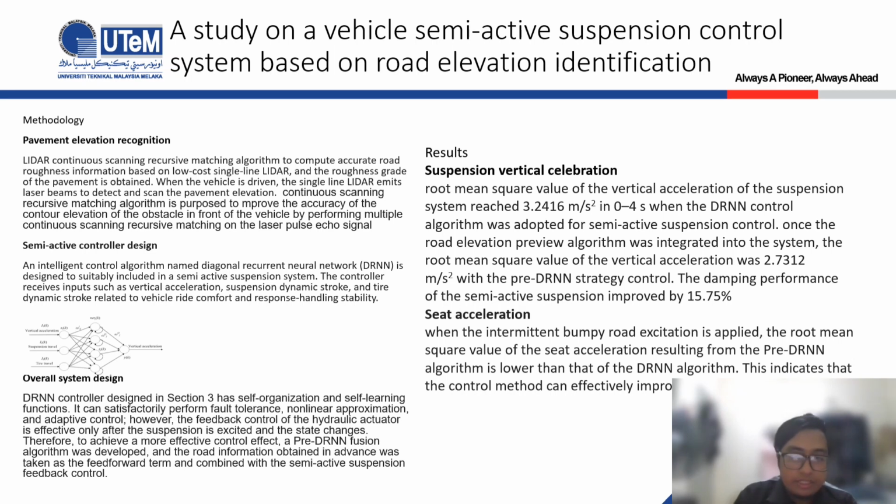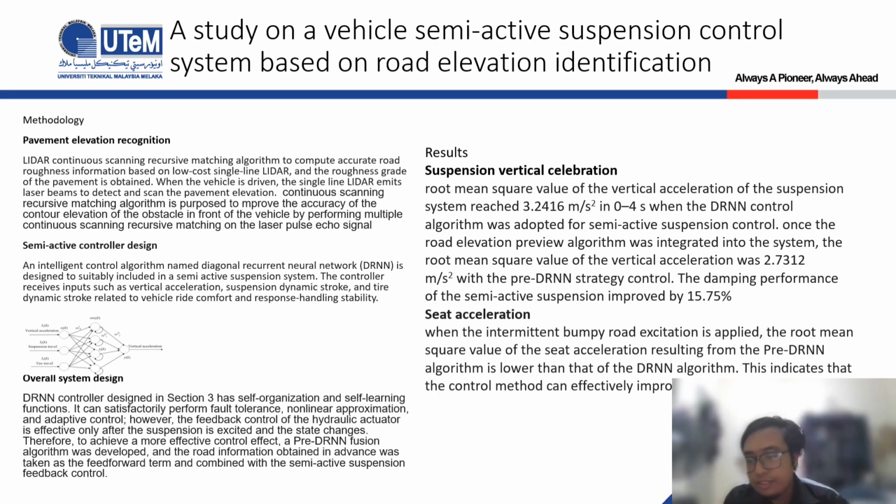So the last step is they need to do the overall system design. So the first is the RNN controller design in section 3 has self-organization and self-learning function. It can perform fault tolerance, nonlinear approximation, and adaptive control. However, the feedback control of the hydraulic actuator is effective only after the suspension is excited and the state changes. Therefore, to achieve a more effective control effect, a pre-RNN fusion algorithm was developed, and the road information obtained in advance was taken as feed-forward term and combined with the semi-active suspension feedback control.